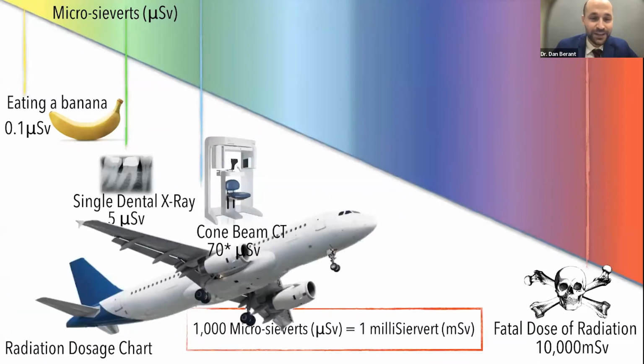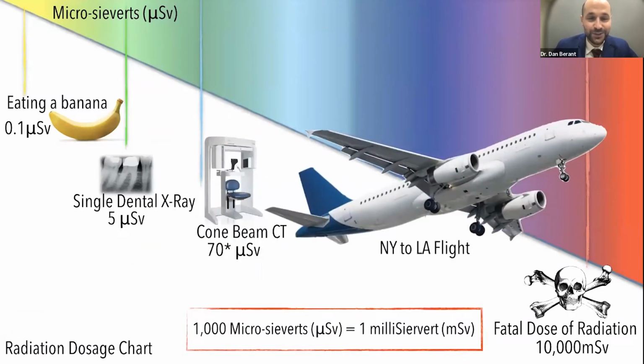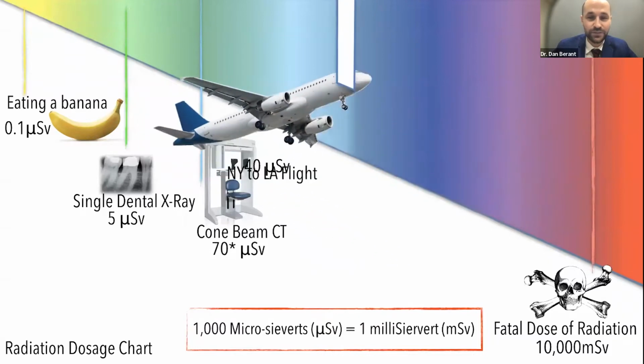And so the question everyone likes to know is, how does that compare to a flight? And in my case, if I was to fly out to the Super Bowl and I want to know how much radiation, the flight from New York to LA, commercial flight, is approximately 40 microsieverts.